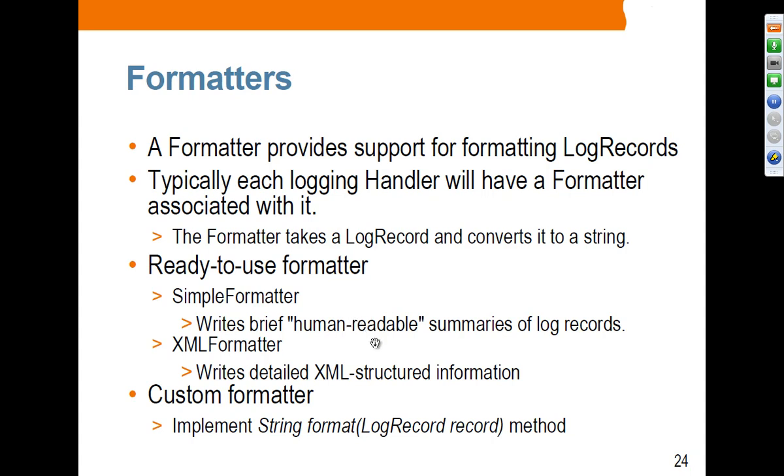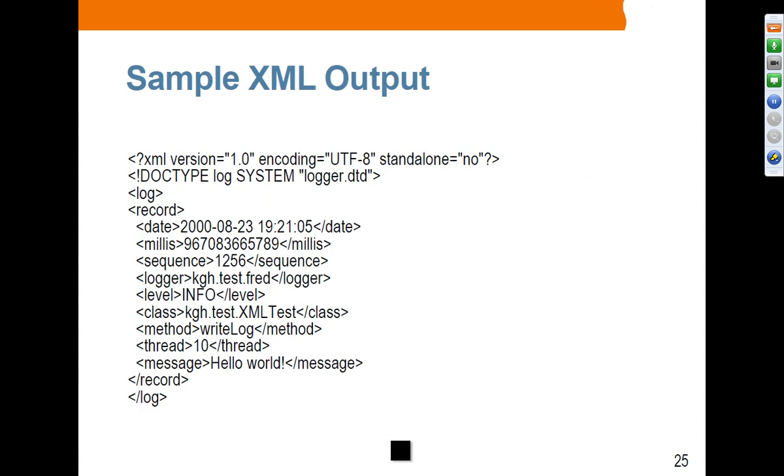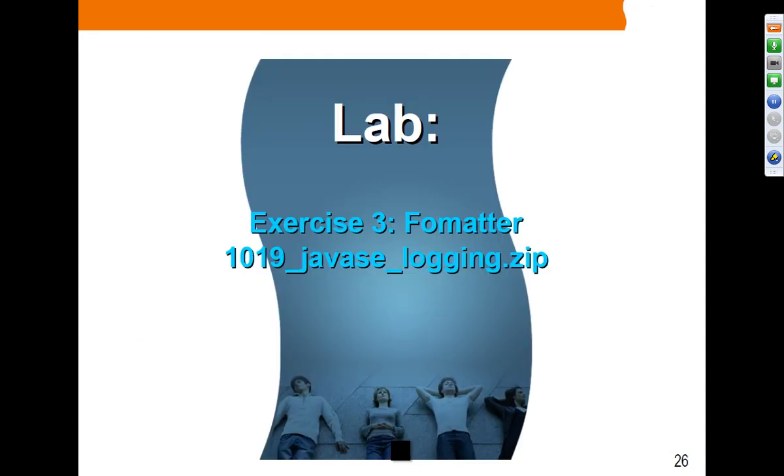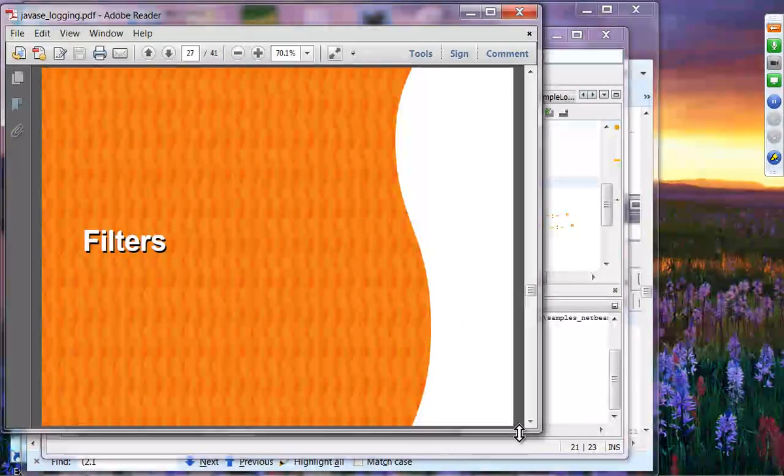You can also create a custom formatter. Basically, Formatter is an abstract class, and the abstract class has a format abstract method. So your custom formatter will just implement this format method, and you can format in any way you want. This is the XML output of the logging message. All right, so let's do exercise 3, formatter.